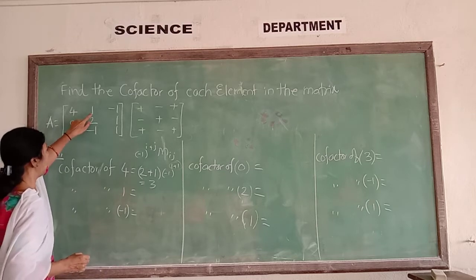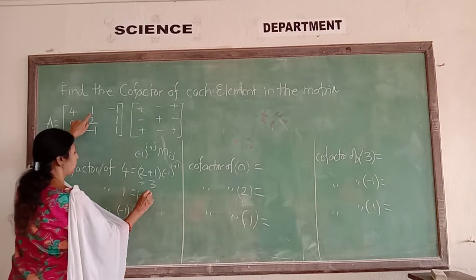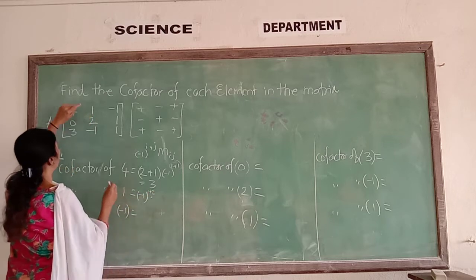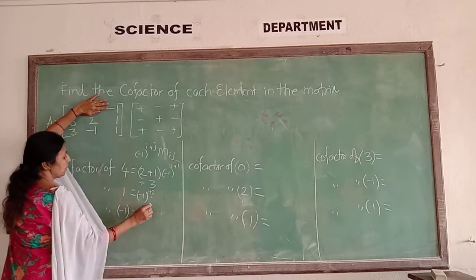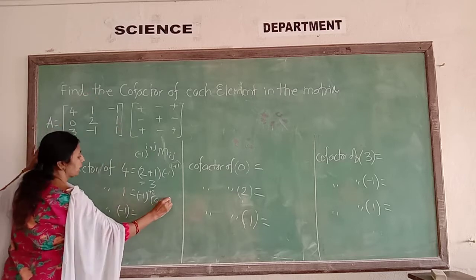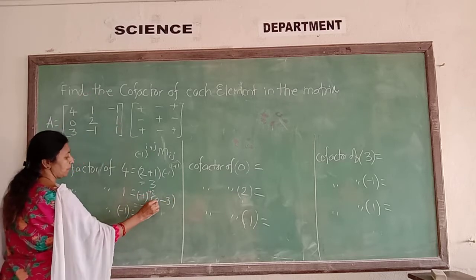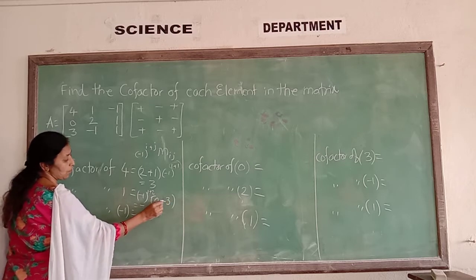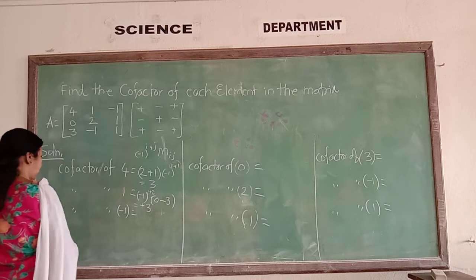Coming to this element: -1 to the power, first row, second column, and leaving this row and column, multiply. 0 into 1 is 0, minus 3 into 1 is 3. It is odd, so minus will come: minus of 0 minus 3 is minus of minus 3, which is plus 3. Plus 3 is the cofactor of this.